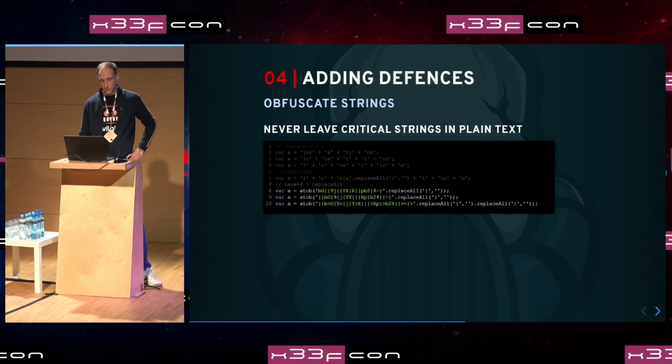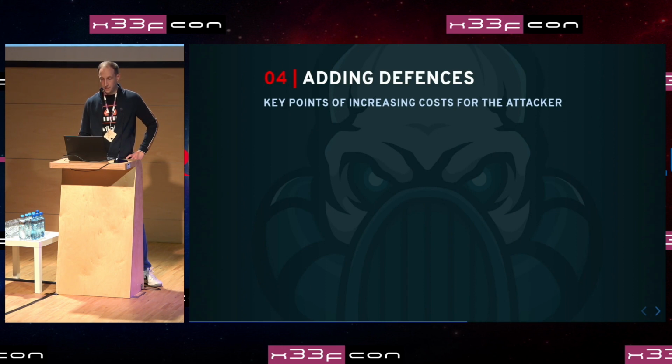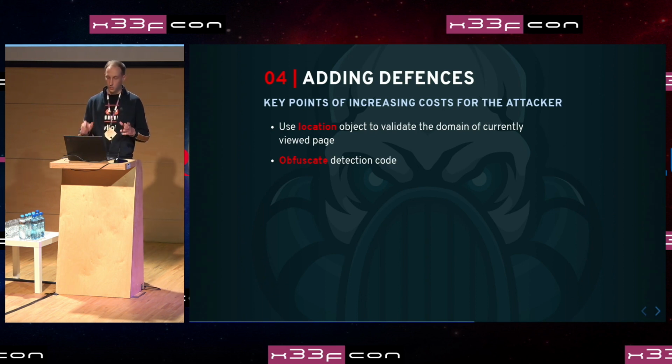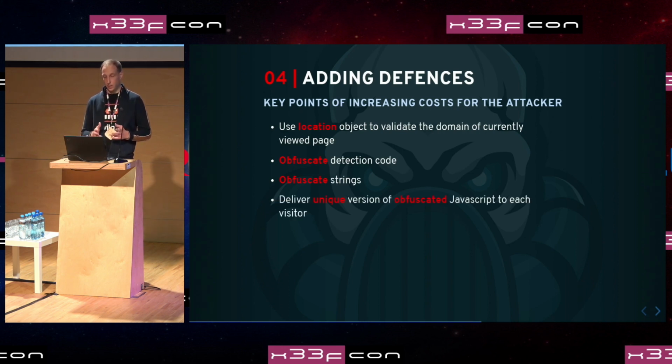So we can even use, as an example, some base64 with replace all function calls. And the key points of increasing the costs for the attacker, to summarize, are to use the location object to validate the domain of the currently viewed page. This is the most important factor. Then obfuscate the detection code. Like I showed you, you have to use some kind of JavaScript engine. It's even good enough to write your own, just to make sure to obfuscate the strings as well, and to deliver a unique version of obfuscated JavaScript to every visitor.